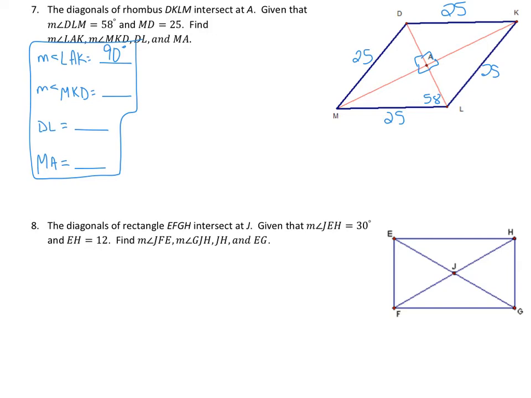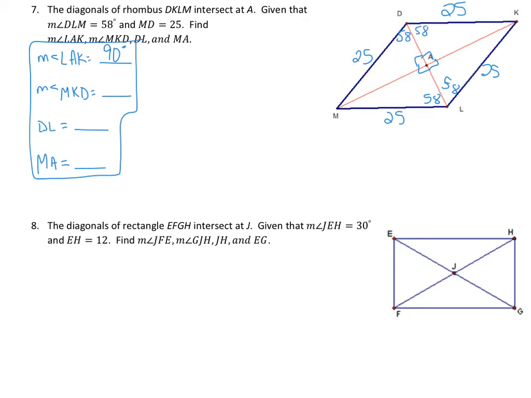With a rhombus, we know it is a parallelogram, and we know the opposite angles are congruent to each other. We also know that something special about a rhombus is that the diagonals bisect those angles. So that means that these two angles side by side will be congruent to each other. So this is also a 58. And because the angles are congruent, all 4 of these will be 58.